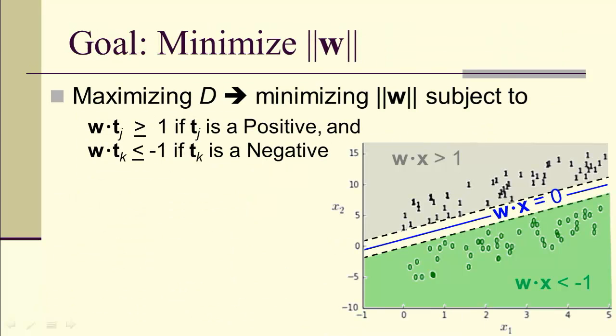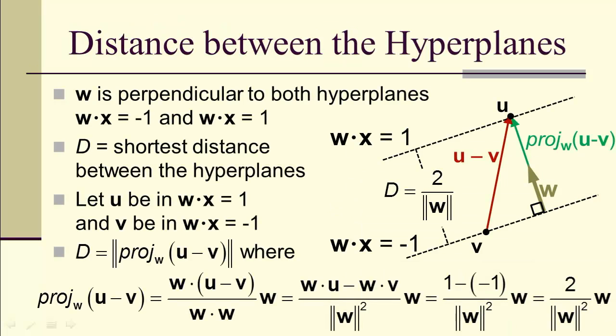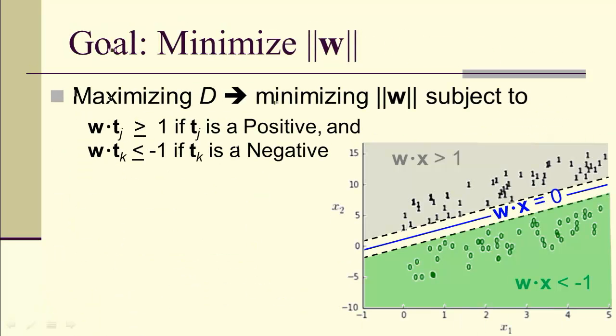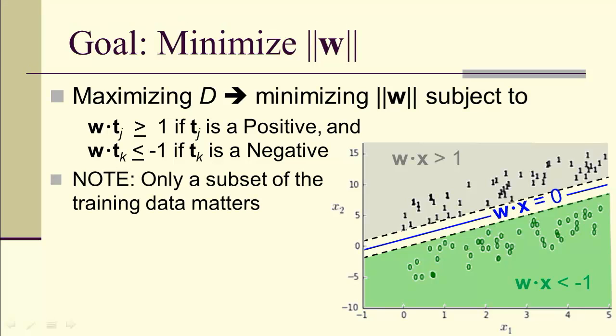So now we have a new problem. If we want to maximize d, that's the same as minimizing the norm of w, because d is equal to 2 over the norm of w. So that's going to be subject to a couple of constraints. W dot t sub j greater than or equal to 1 if t sub j is a positive. W dot t sub k less than negative 1 if t sub k is a negative.